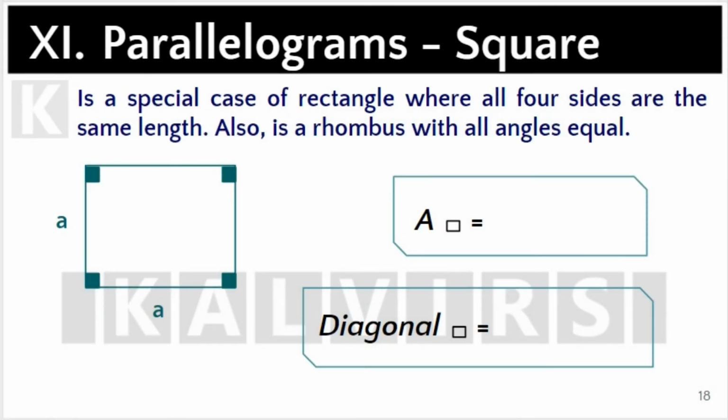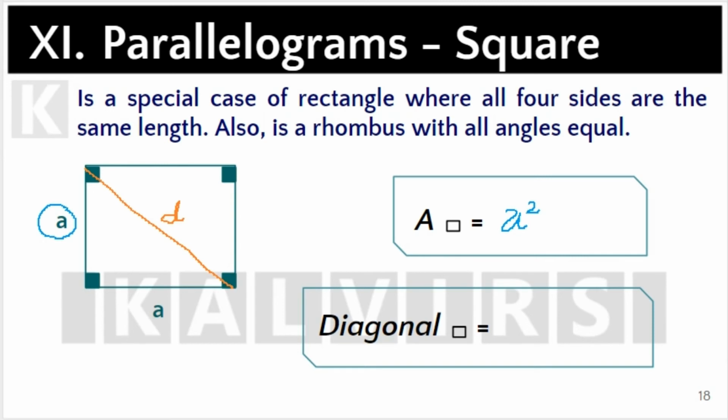A square is a parallelogram with all sides equal to each other. All properties of parallelograms apply to squares as well. Let A be any of the sides of a square. Then the area of a square is A squared. The diagonal of a square is this line. Let D be the diagonal of a square. Notice that the diagonal divides the square into two identical triangles.